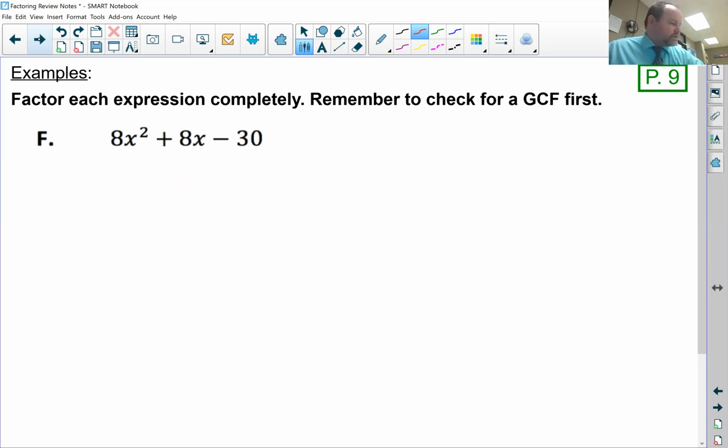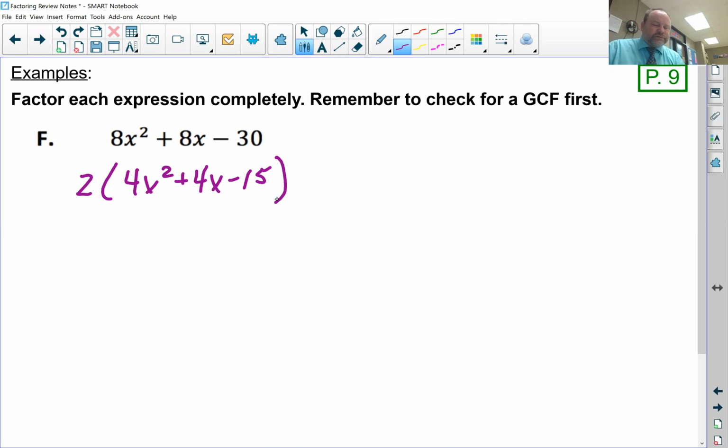All right. Let's take a look at this one. Again, looking for common factors. Well, I know for sure that the 3 terms are all divisible by 2. I can't factor any further.